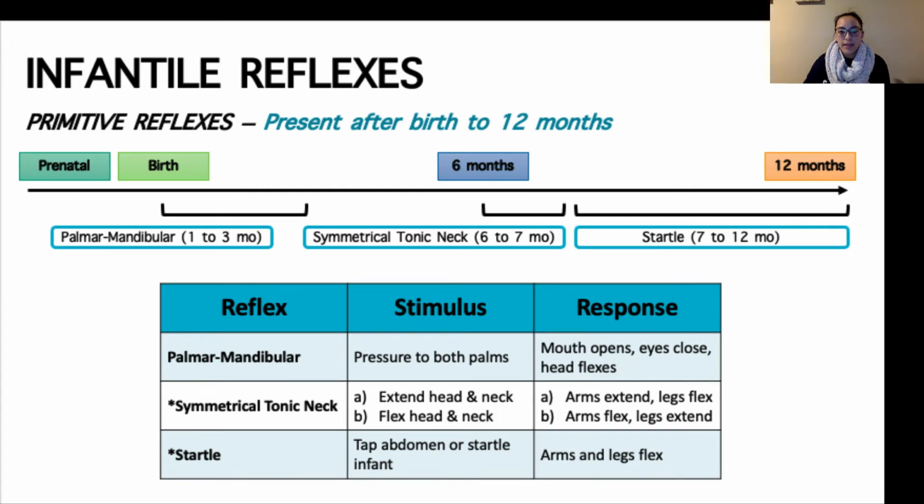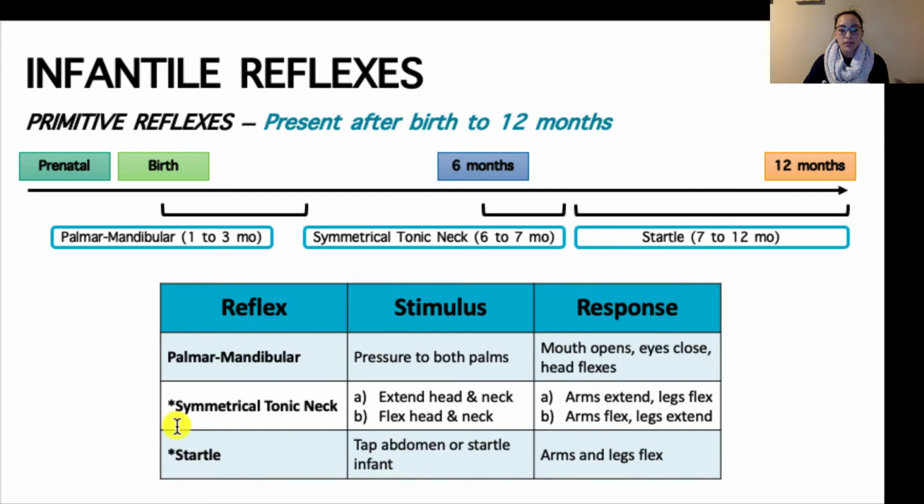Primitive reflexes that are present after birth up to 12 months, but these are more scattered, so that's why I organized them in this respect. We have the palmar mandibular reflex, which is present from 1 to 3 months. This is where if you put pressure to both palms, you'll notice that the mouth opens, eyes close, and head flexes. So again, largely related to feeding or survival.